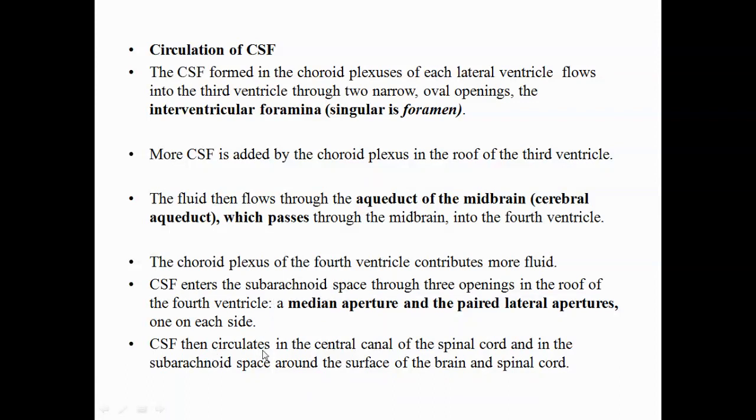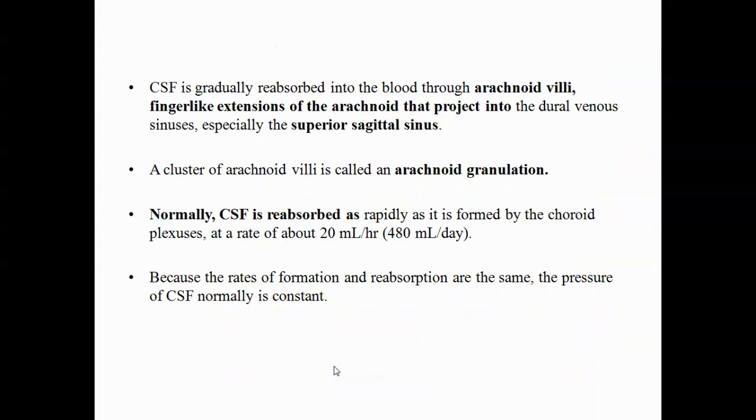Then what happens? The CSF circulates into the central canal of the spinal cord, and in the subarachnoid space around the surface of the brain and the spinal cord. It circulates to the blood through the spinal cord, and then it flows. It is collected by the heart and the lungs, and again the blood flows into the lateral ventricle, third ventricle, and fourth ventricle, which again form more and more cerebrospinal fluid.